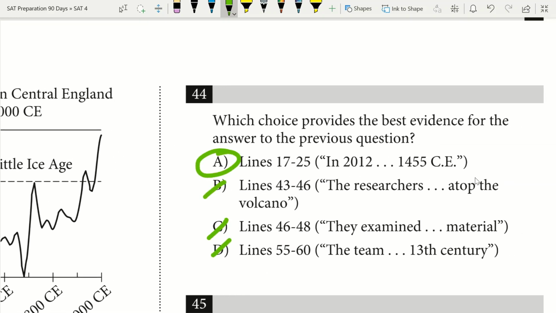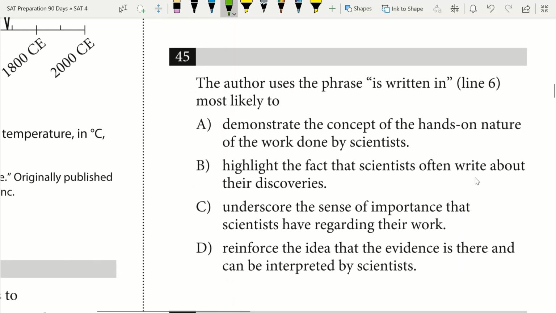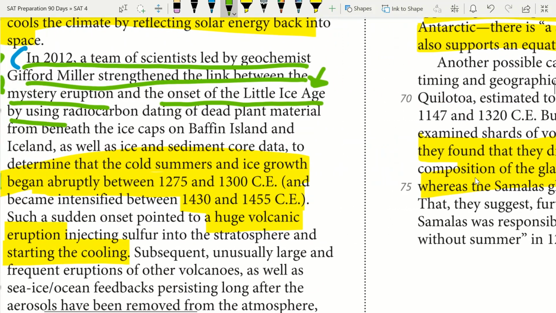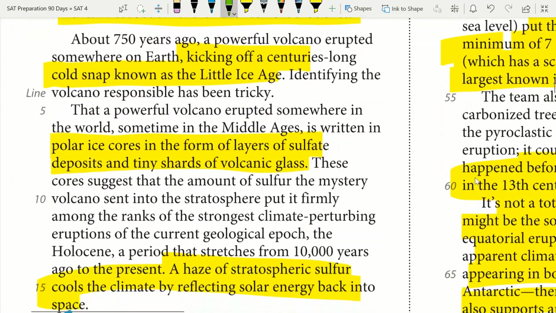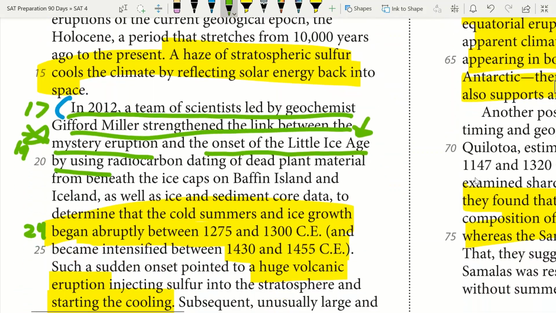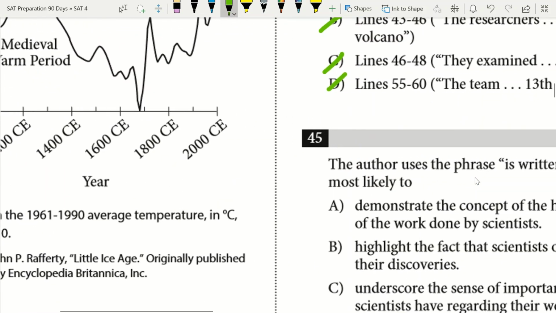All right, now we got question 45. The author uses the phrase "is written" in line 6, most likely to do what? Well, let's go take a look at the word "written" in line 6. I believe it was talking about how the answers are written in. We have that a powerful volcano erupted somewhere in the world sometime in the Middle Ages is written in polar ice cores, or is evident in polar ice cores, is what I'm looking at there. It's showing that the evidence is in those polar ice cores.